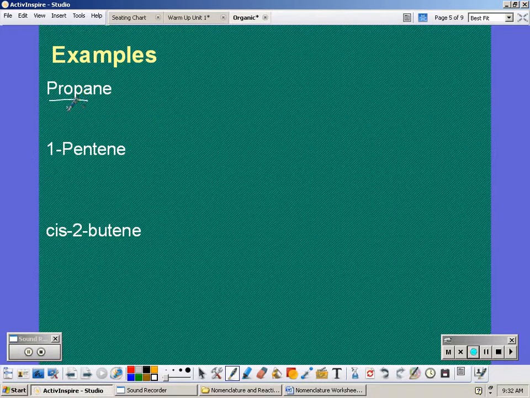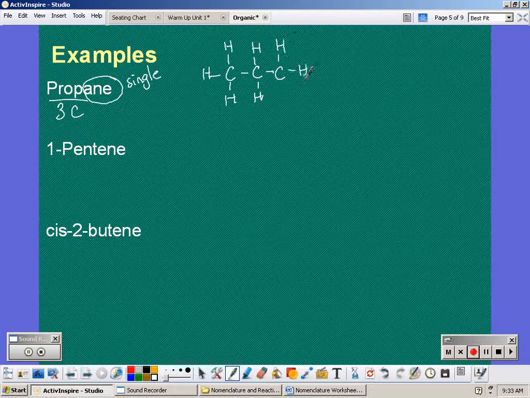So, alright, if we start putting this stuff together, propane: prop means you have 3 carbons, ane means they're all single bonds. So we have 1, 2, 3 carbons. Each carbon has to have 4 bonds, so I know the rest of this would be hydrogens. So this is propane. So it would be C3H8. So for the hydrogen, you can double the carbon and then add 2.